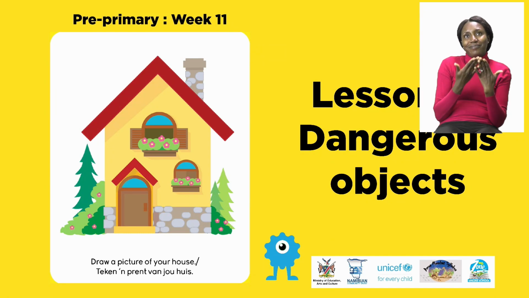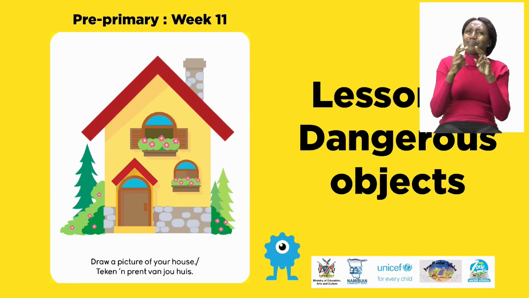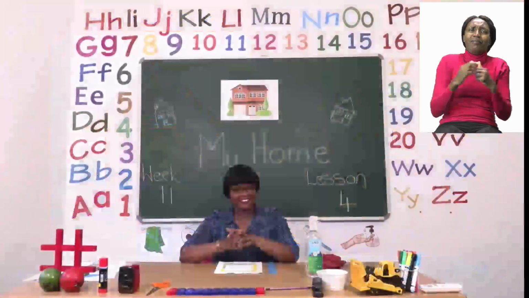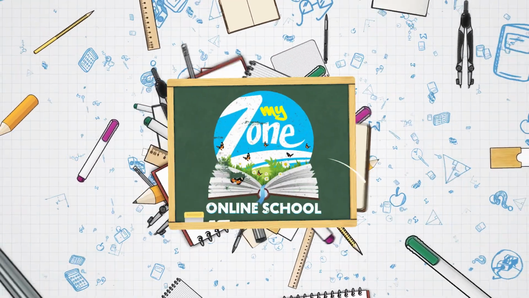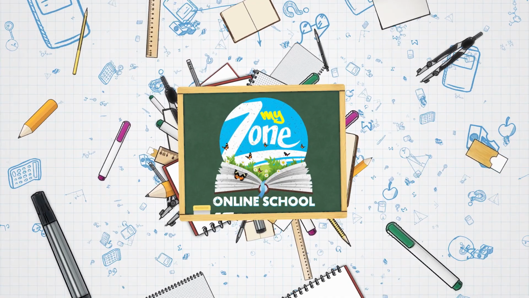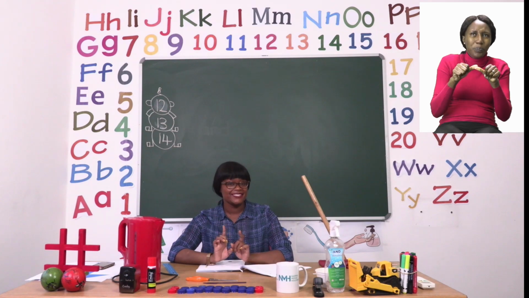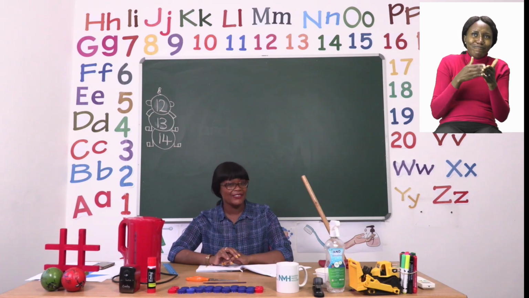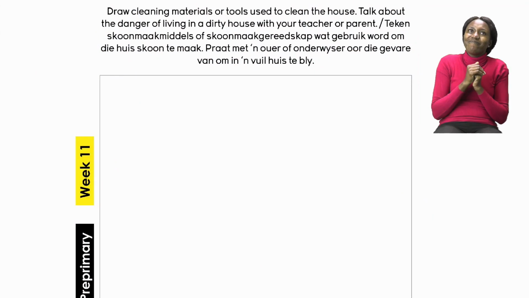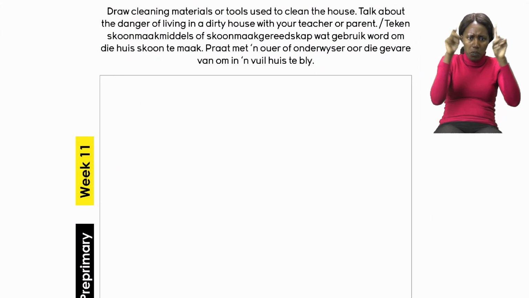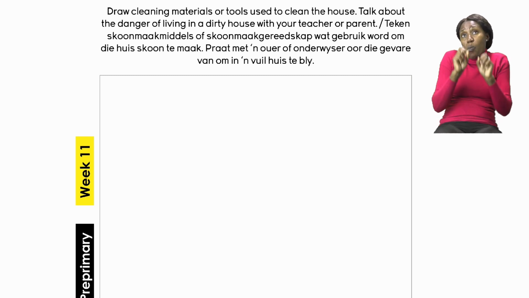For today's lesson, we are going to be talking about dangerous objects. Now we're going to move on with our lesson by starting on page 12. On page 12, we are going to be doing a bit of drawing. It's our job to draw cleaning materials or tools used in the house. After that, we're going to talk about the danger of living in a dirty house.